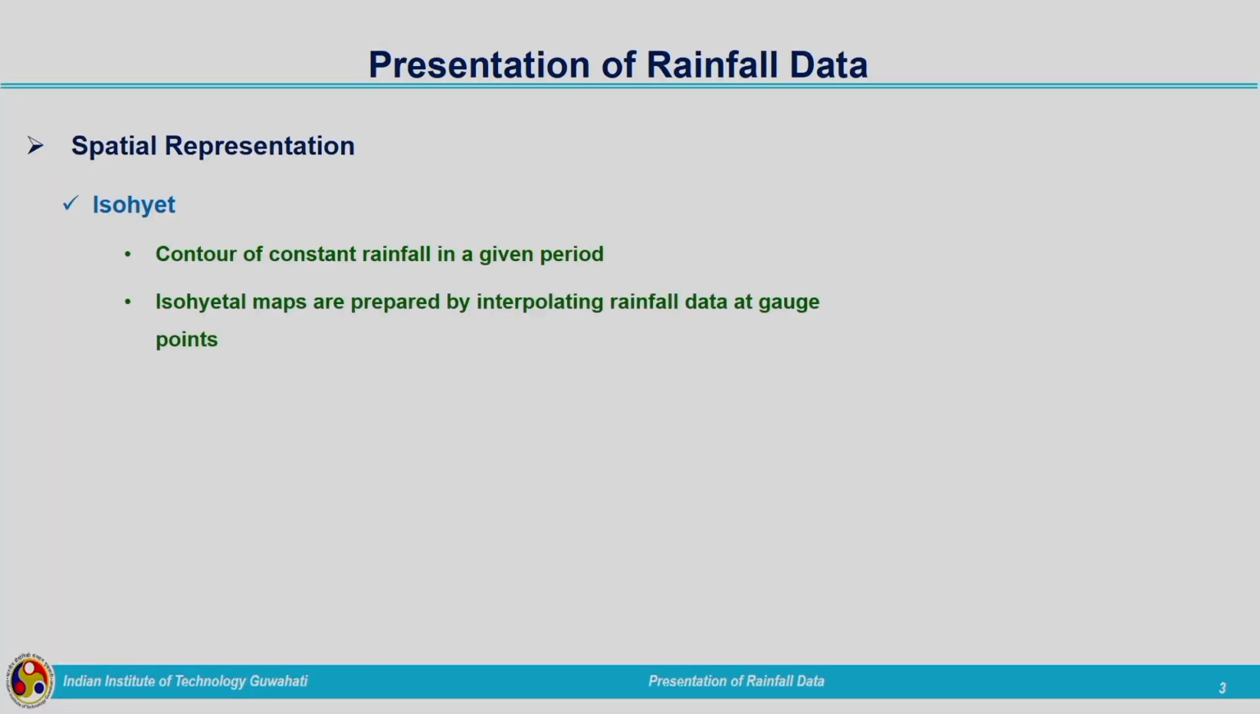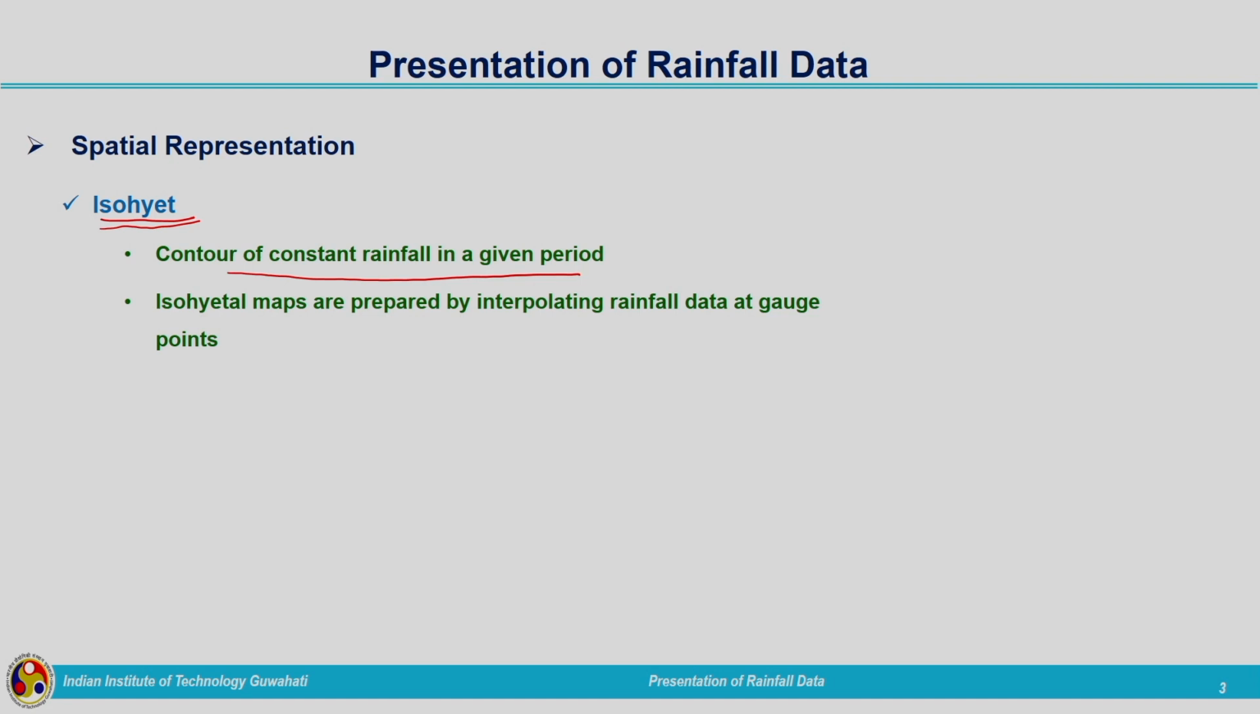At a particular time, how does the rainfall intensity vary at different locations? Spatial representation can be done by means of isohyets. What is meant by an isohyet? These are contours having an equal amount of rainfall. Points which have an equal amount of rainfall are connected by contour lines. Those contours are termed isohyets. Isohyets are the contours of constant rainfall in a given period.